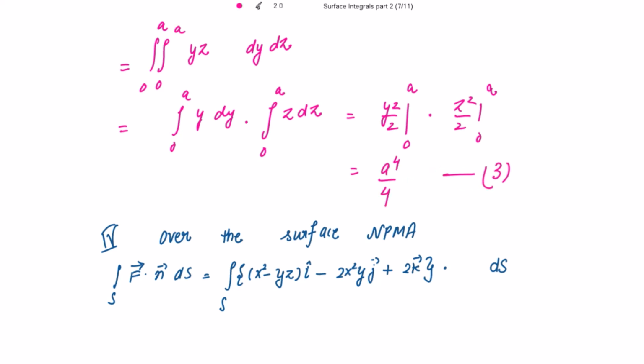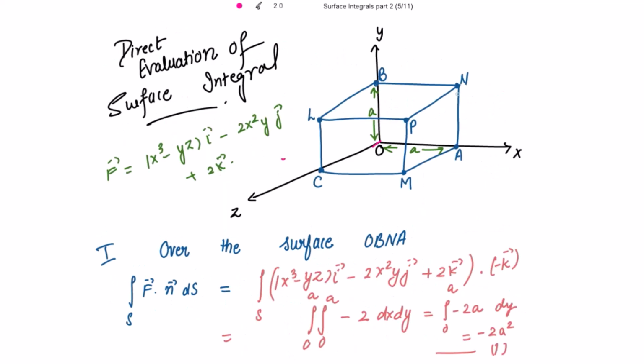Marking this as 3. And now over the surface NPMA, that is the opposite of this surface, and here the unit vector drawn normal to the surface is along the positive x-axis. So n vector is i vector, right? And taking ds to be equal to dy dz. Or you can remember this: when the unit vector is along whichever axis, just take the product of the other two axes. If it is along the x-axis, take ds to be dy dz. If it is along the y-axis, then take ds to be dx dz, right?